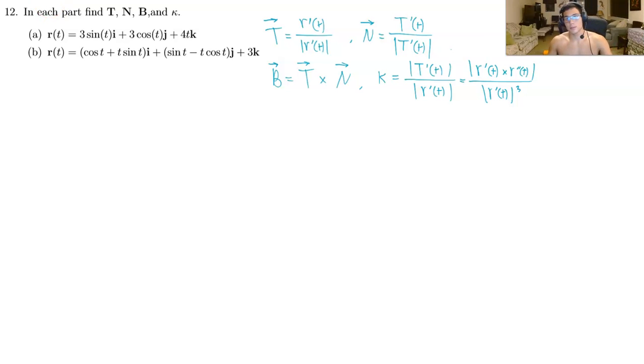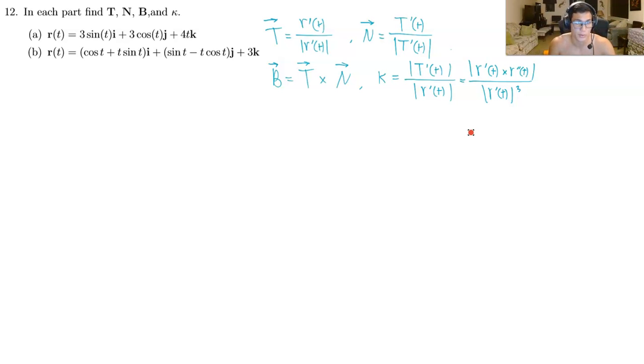Okay, so we want to find the tangent vector T, the normal vector N, binormal vector B, and the curvature kappa. Right? And we're given these two vectors. So it's really going to be, I wrote out all the formulas, right? And there are different variations for these formulas, but these are the easiest because you're usually given r(t), and then you just go and find them, right? So it's really just taking all the derivatives and then applying those derivatives in the formula.